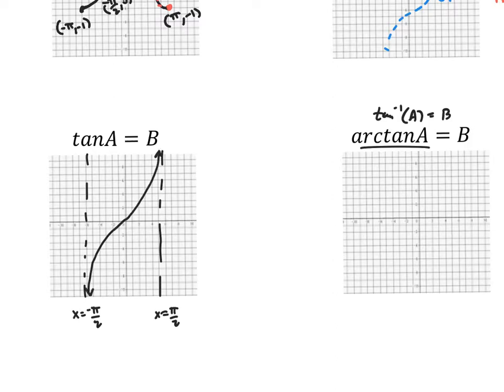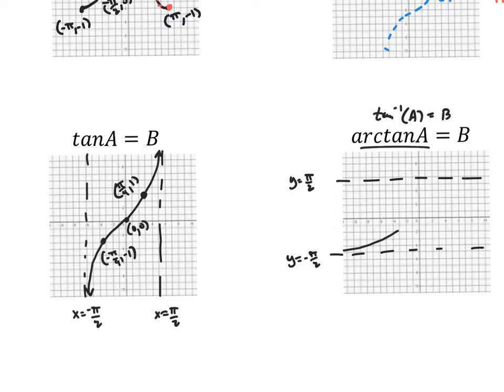Tangent hits specifically 3 points that are kind of easy to work with. The point (0, 0), so the tangent of 0 is 0. (-pi/4, -1), so the tangent of -pi/4 is -1. And (pi/4, 1). Now when I take that and I flip it on its side, those vertical asymptotes become horizontal asymptotes. So I get y equals pi/2 and y equals -pi/2 as horizontal asymptotes.